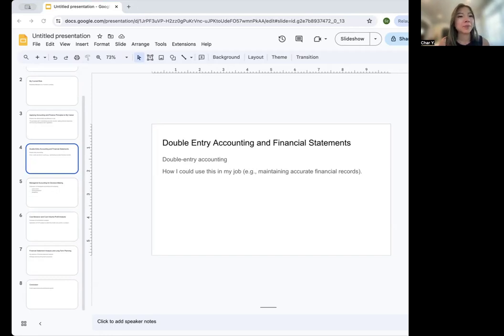How it can apply to my career is accuracy in record keeping. By employing those concepts, I can make sure that every transaction is accurately recorded. If there's any time where I need to put those into, let's say, a financial statement or do a financial analysis, I will be able to help identify trends, make forecasts, and conduct variance analysis.